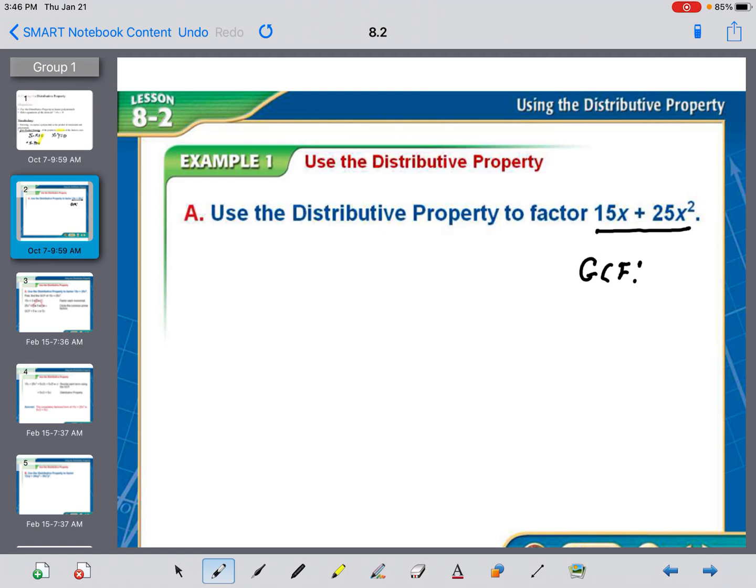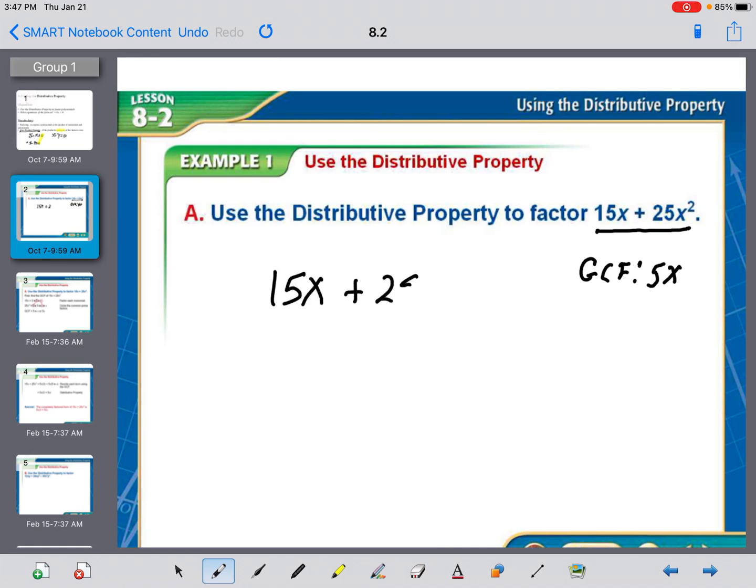Remember, GCFs can have a numeric piece and an algebraic piece. Numerically, looking at 15 and 25, what is the greatest common factor? That would be 5. It's the biggest number to go into both of them. That's the numeric GCF. Algebraically, then, we look at x and x squared. They do have an x in common, and we ask the question, where is it found the least? The answer is x to the first. So the greatest common factor for this binomial pair is 5x.